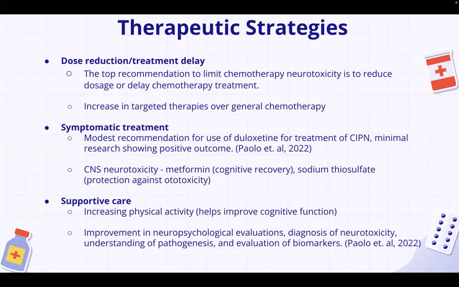And then finally, supportive care is just emphasizing a holistic, more well-rounded approach, which can be, for example, increasing physical activity, which has been proven to improve cognitive function. Also, there's a recommendation to improve neuropsychological evaluation, diagnosis of neurotoxicity, understanding actual pathogenesis and mechanisms, and evaluation of biomarkers to determine an individual's predisposition and their vulnerability to these neurotoxicities.